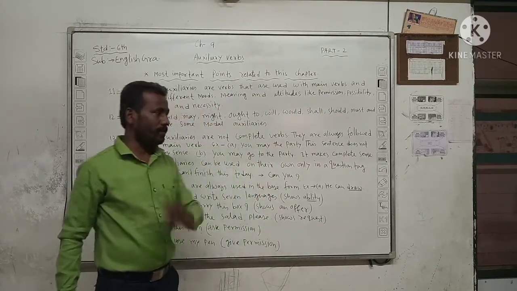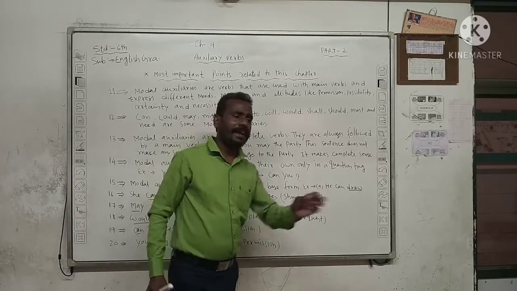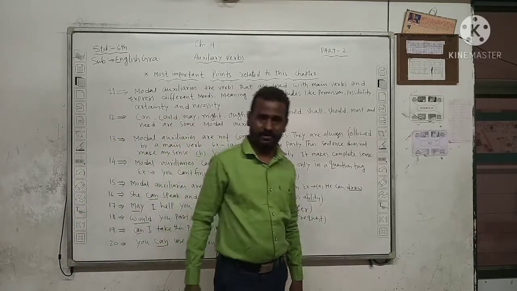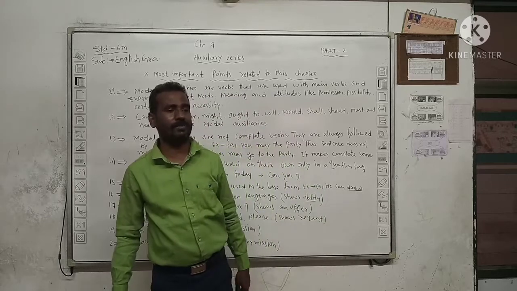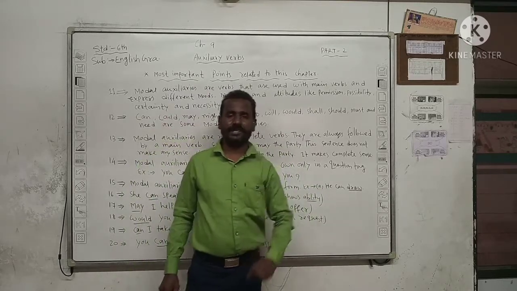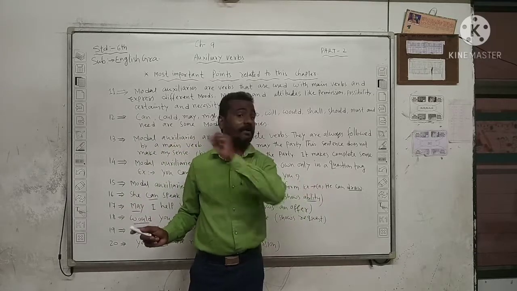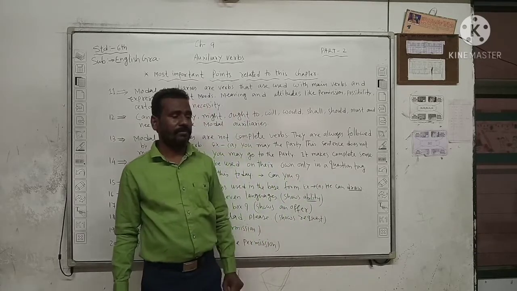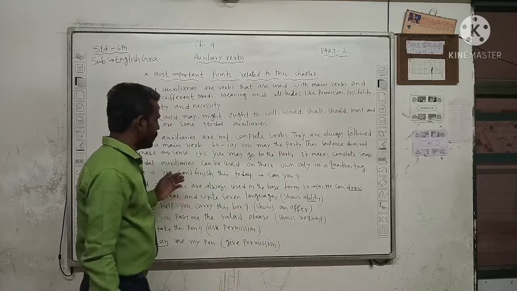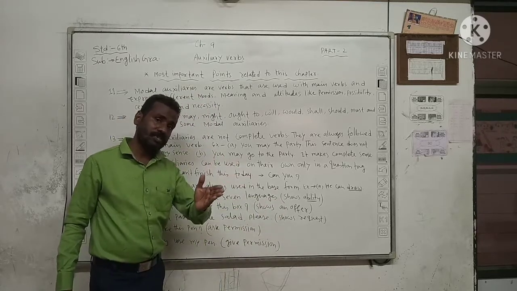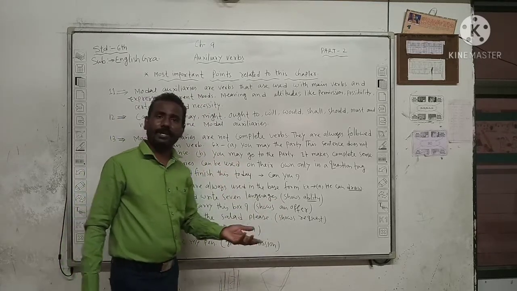Ability. What is the ability? We are telling, sir, I can jump from here, but don't jump. It is an example I am giving. I can write it. I can speak in English fluently. This is called the ability. One more thing: a few sentences I have given, asking question, permission, ability.